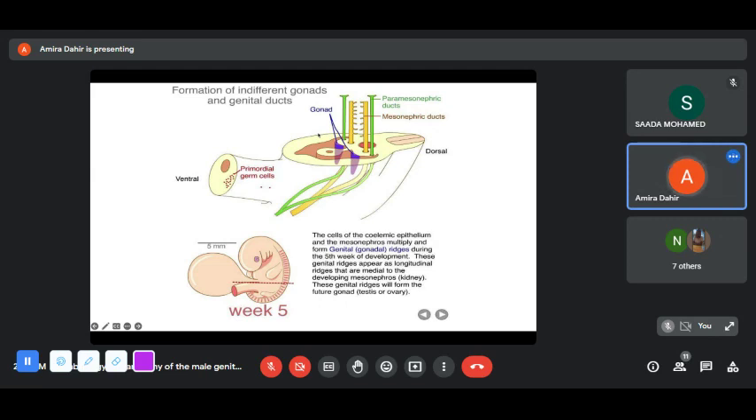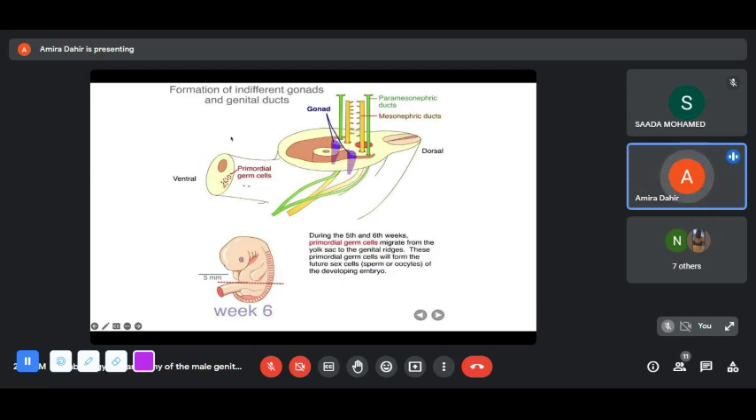At 6 weeks, we have primordial germ cells that migrate towards the ridge. And these germ cells will become the future sex cells, be it sperm or oocytes of the developing embryo. So as the germ cells migrate into the genital ridges, the gonad grows in size.